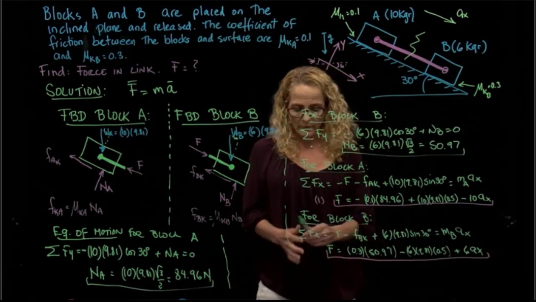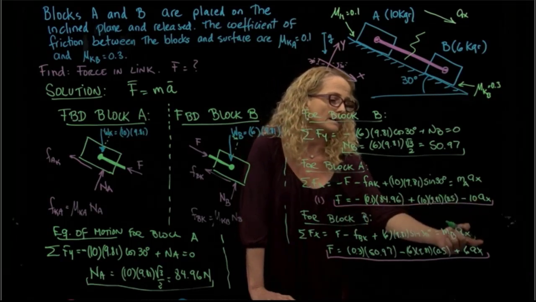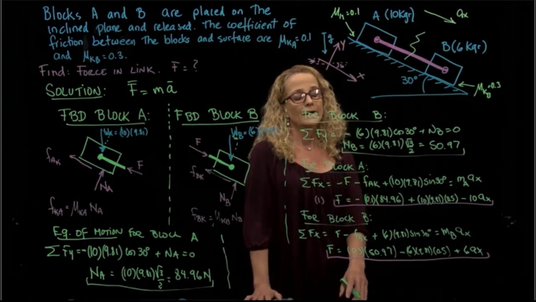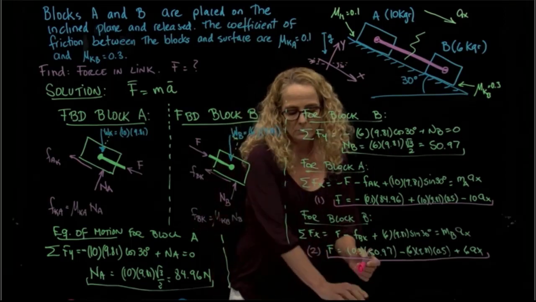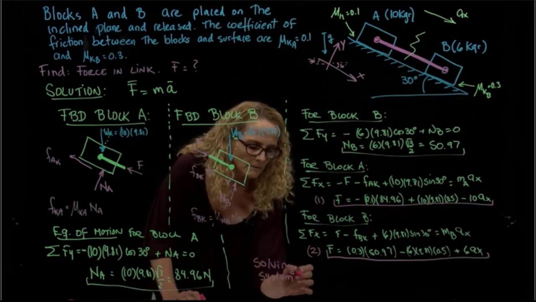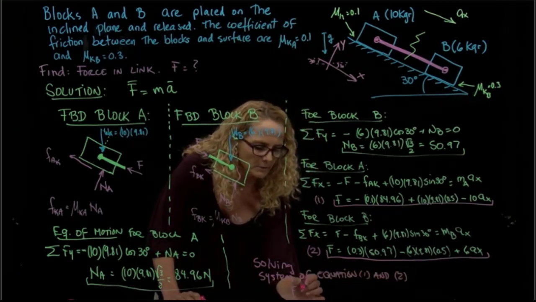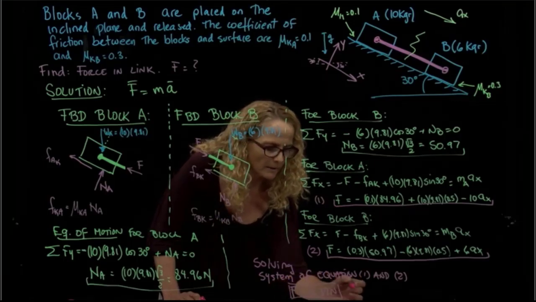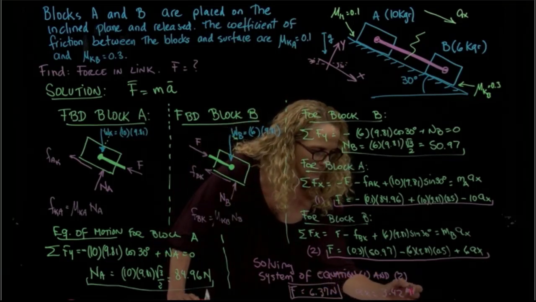I have those two equations, and I can make those two F equal, find AX, and then plug that into one of them and find the F, what I'm looking for. The thing is that I have two equations with two unknowns, so solving the system of equations, I get the results. F is equal to 6.37 newtons, and AX is equal to 3.42 meters per second squared.